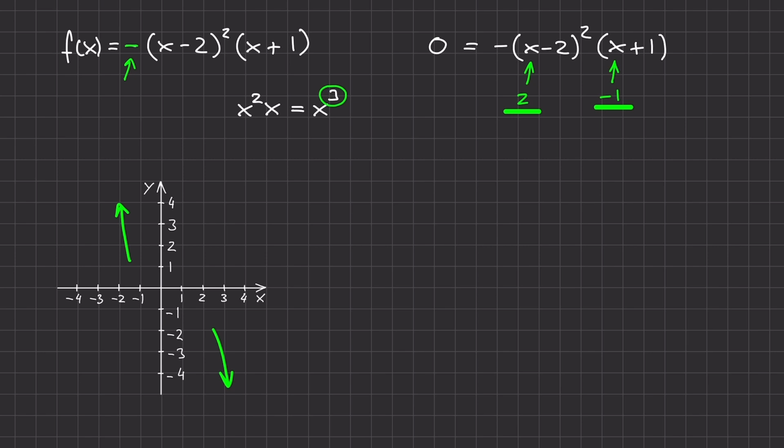The multiplicity of 2 is even, so the graph touches the x-axis at 2 and turns around. And the multiplicity of negative 1 is odd, so the graph crosses the x-axis at negative 1.